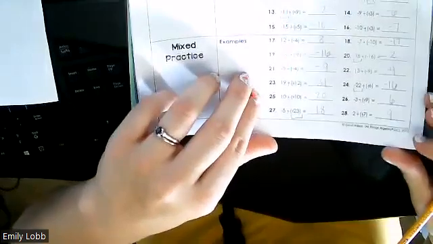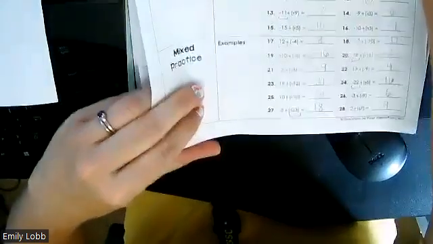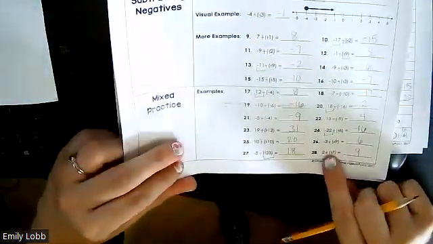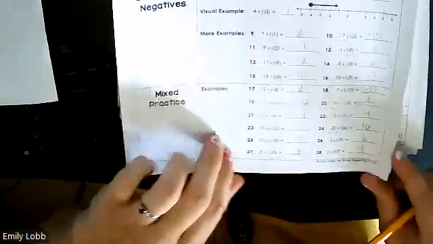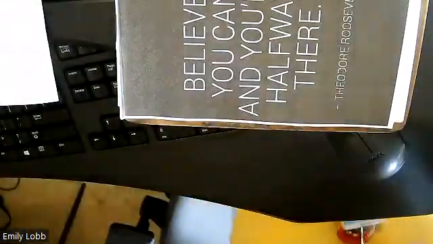Excellent. Positive 9 though, right? Be careful. Make sure you're switching and showing that work so you know that they're both positive. When I've got 2 positive numbers, I should stay positive. All right, here comes the applications.